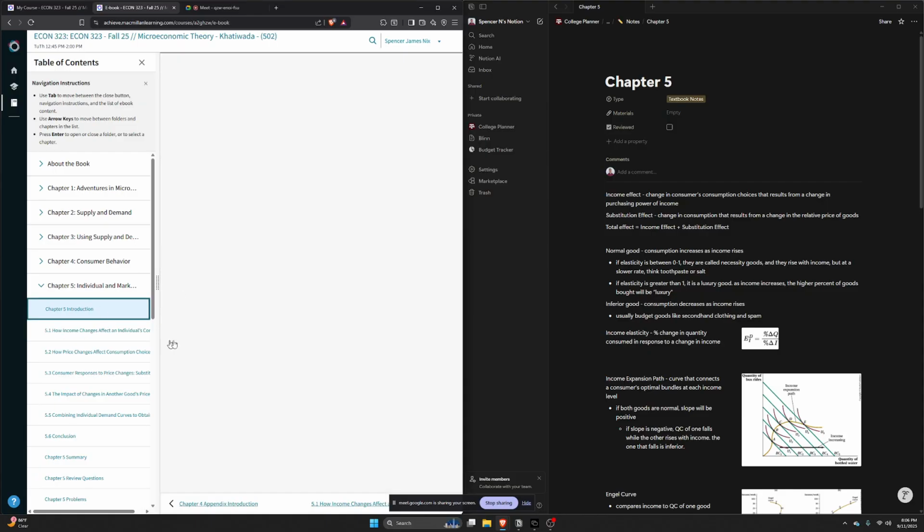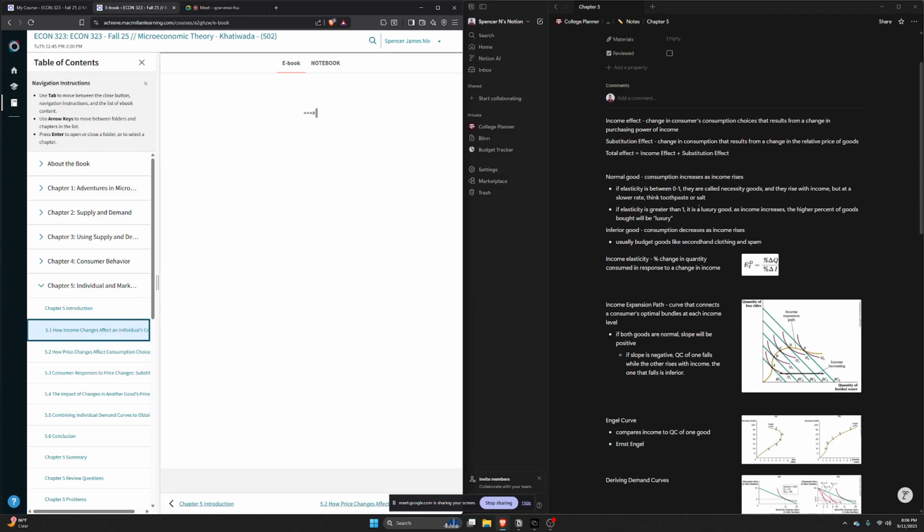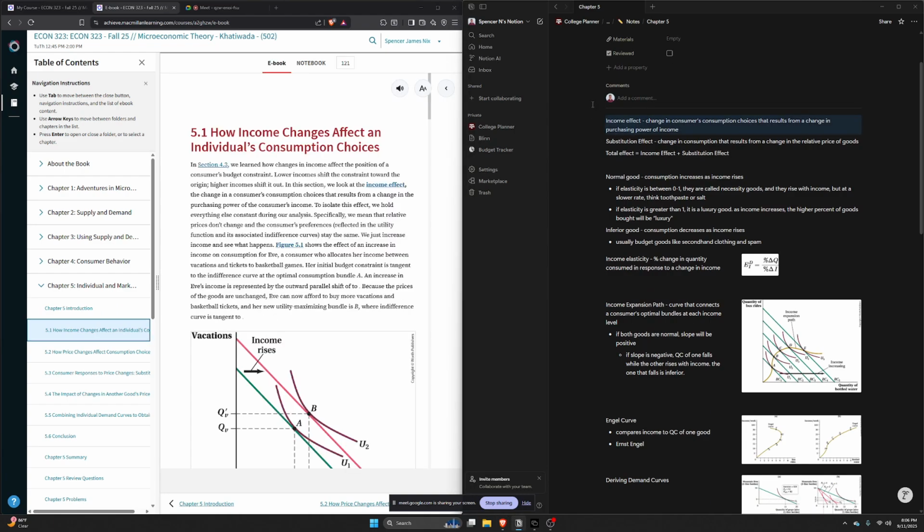Nothing really crazy in the intro. But yeah, there's two effects in this chapter. The income effect, which is the change in consumer consumption choices that result from a change in purchasing power.